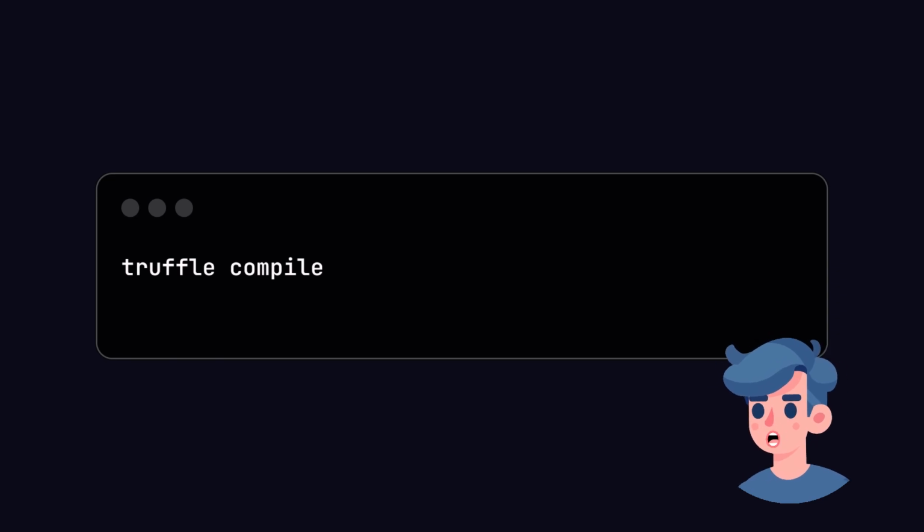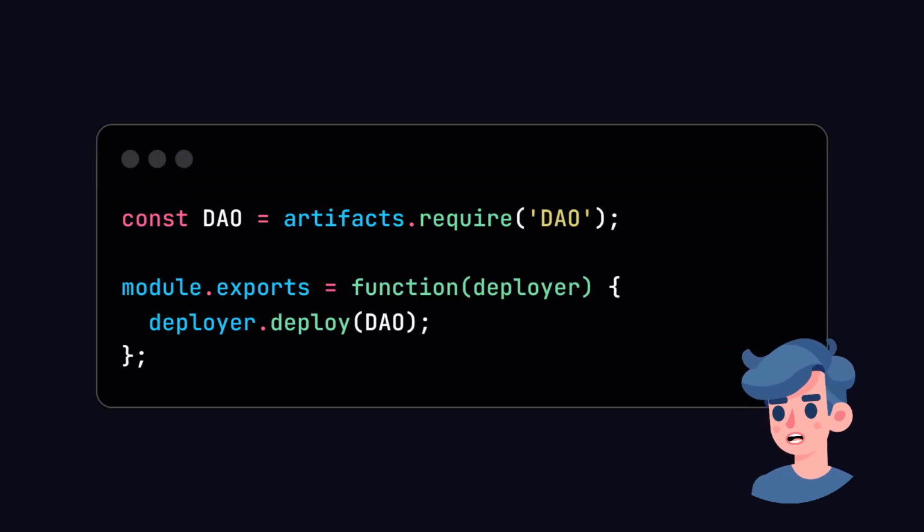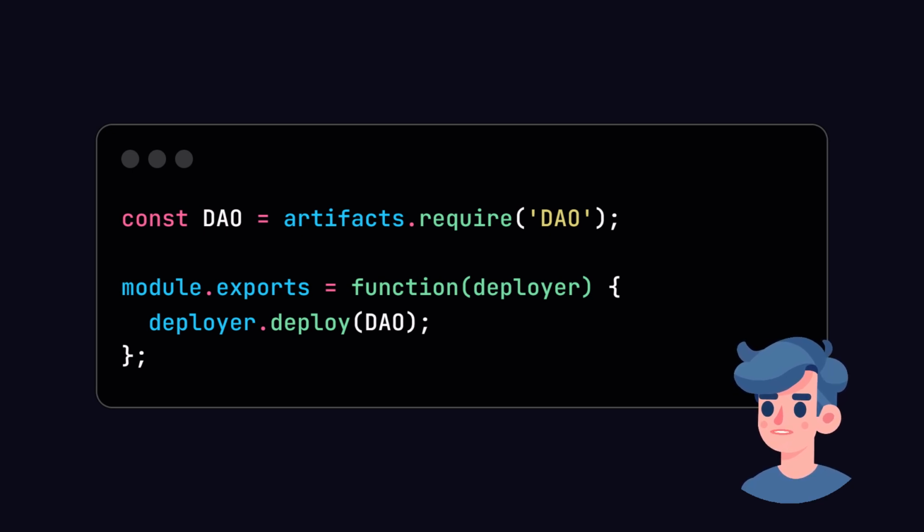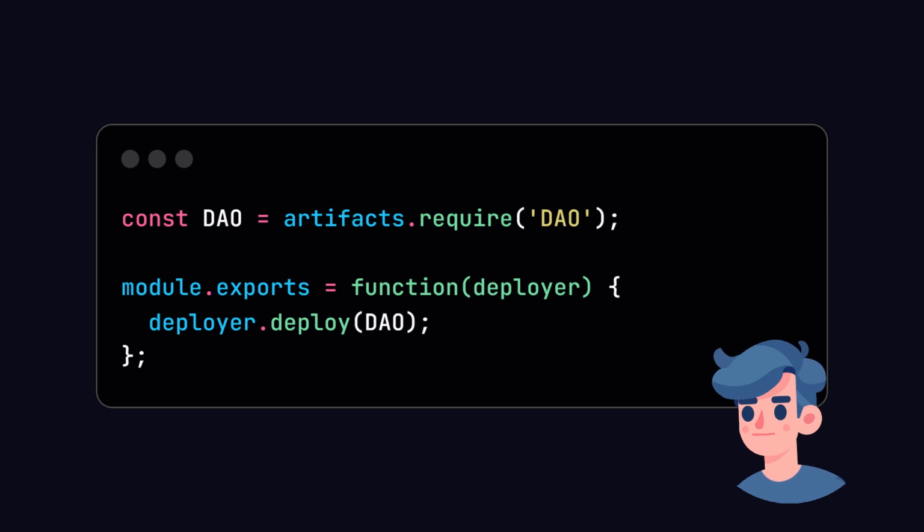Next, we need to compile our smart contract. Go back to the terminal and run truffle compile. This command compiles all the contracts in our project. After compiling, we need to deploy our contract. For this, we will create a migration file inside the migrations directory. Create a new file named to_deploying. This file will handle our contract deployment.